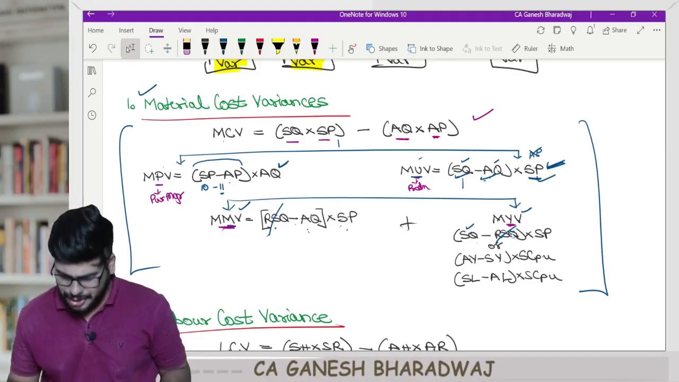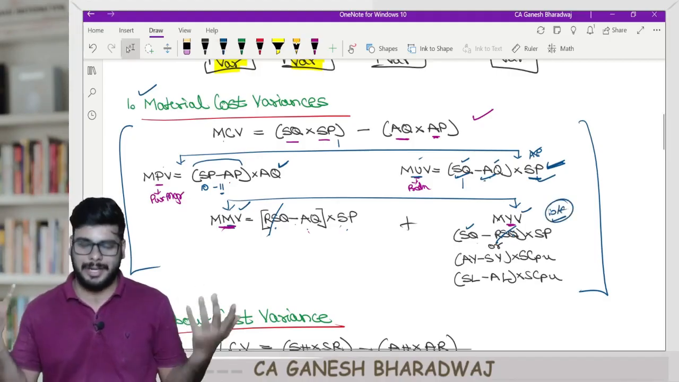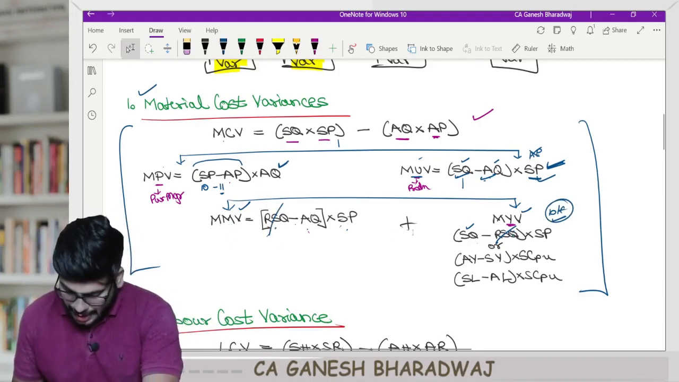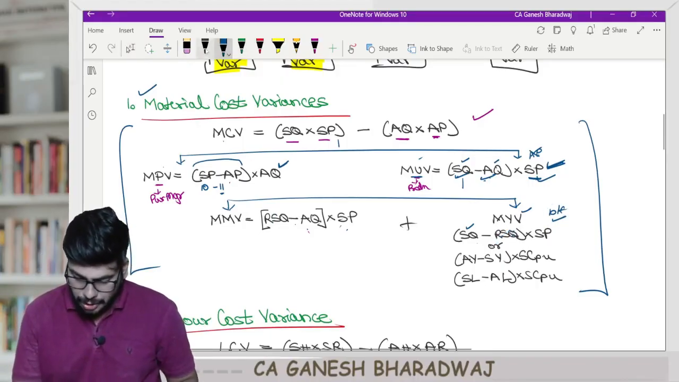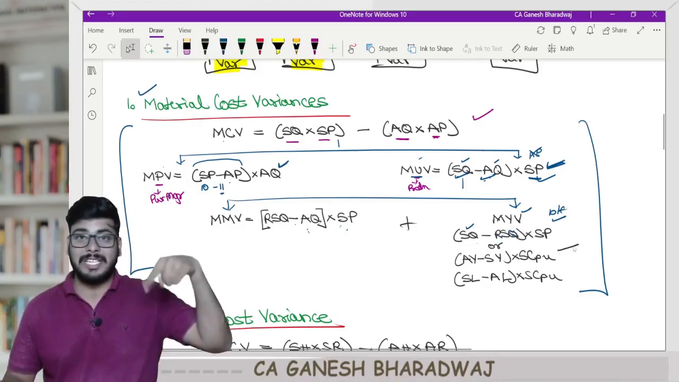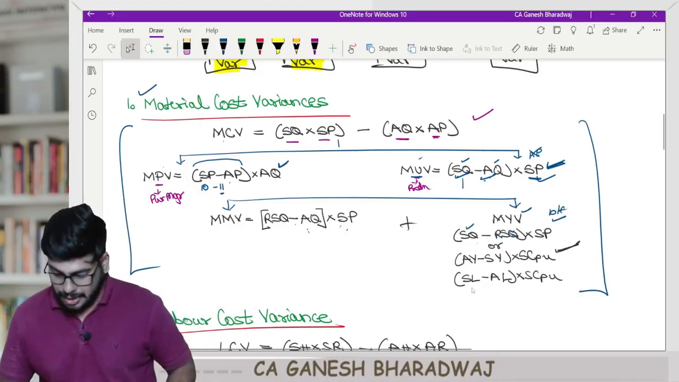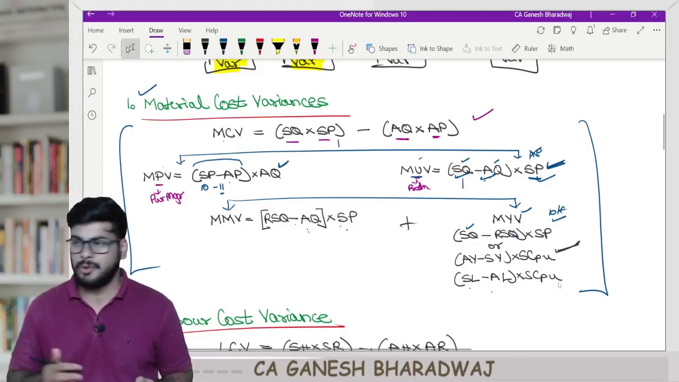Or in other words, you need not remember this. You can take this down as a balancing figure. Are you clear with this, guys? Right? So that's about this particular area. And of course, I told you this particular yield variance also has two other formulas. One is the actual yield minus standard yield into standard cost per unit. The other one is standard loss minus actual loss into standard cost per unit. Are you clear with this, guys?